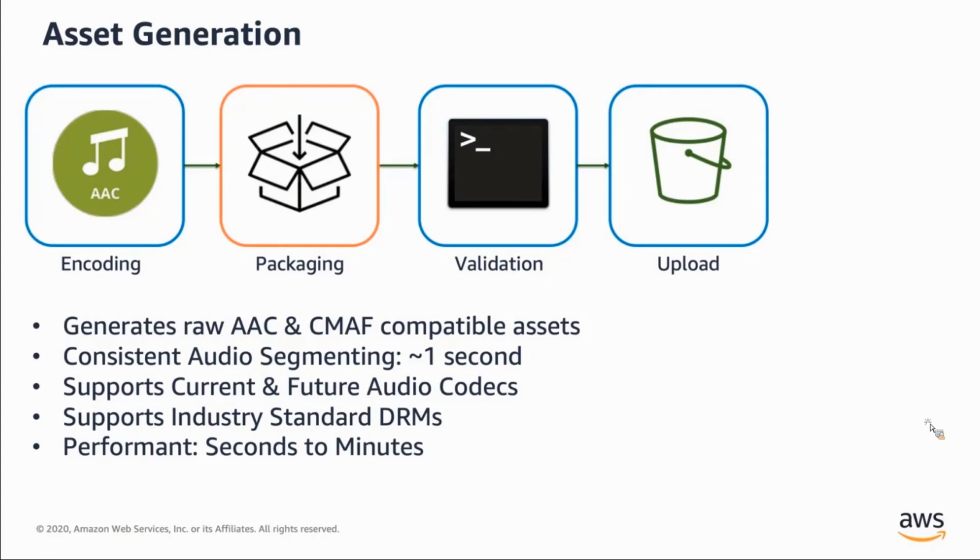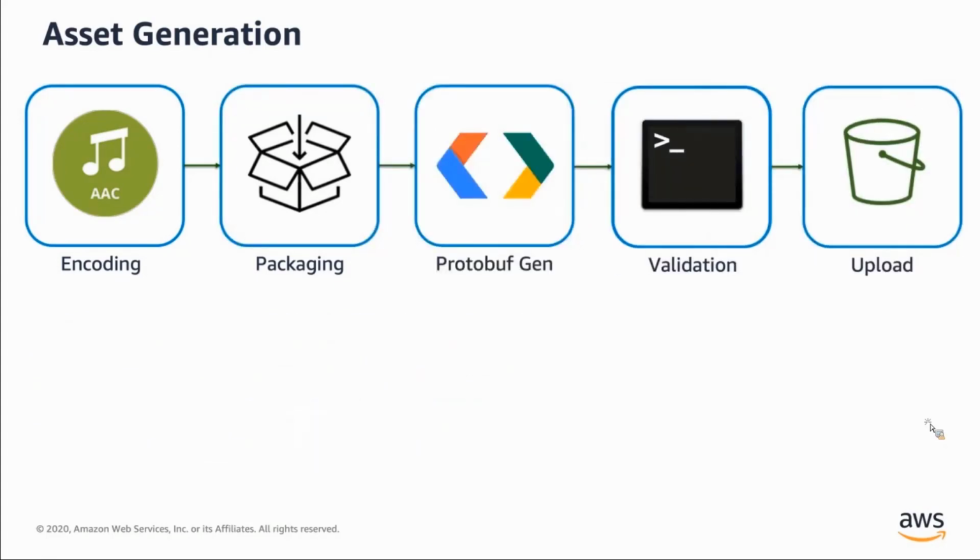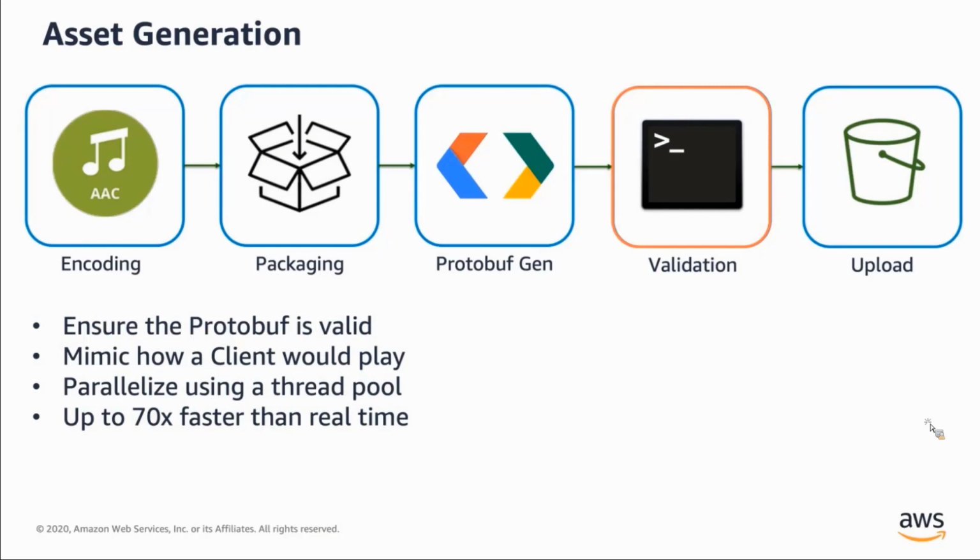Next, we introduced a second step in our pipeline to generate protobuf files from those aforementioned assets. And lastly, we replaced our validation step to make sure that the protobuf file and the associated asset could be used together to not only create a proper manifest, but that the clients could actually play them. We did this by mimicking exactly how a client would work. We ended up using the protobuf file to request segments from the asset, and then we decoded the audio inside to make sure everything was A-OK.